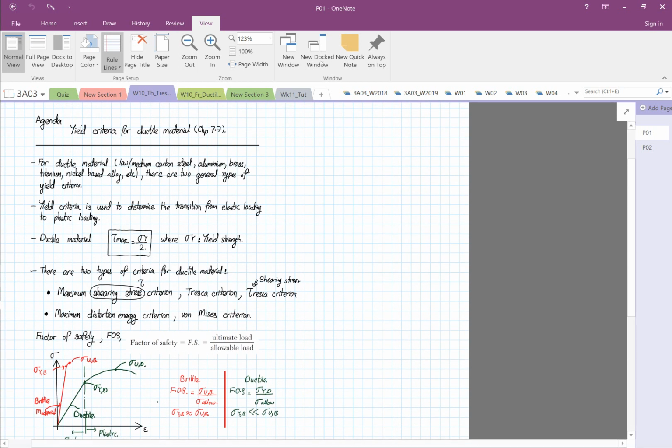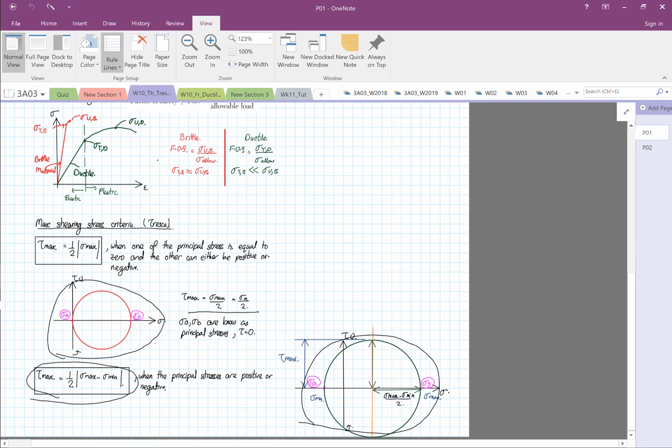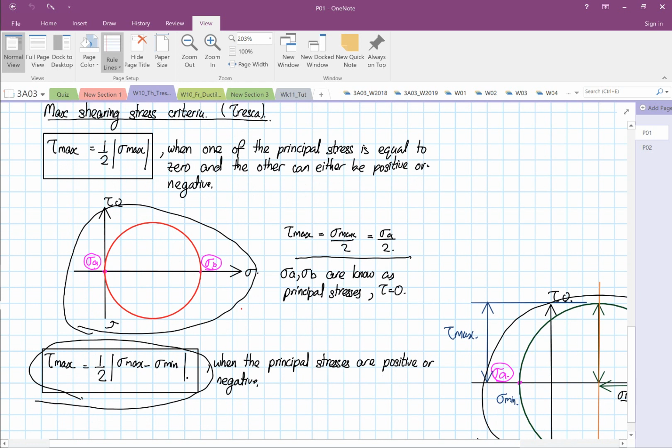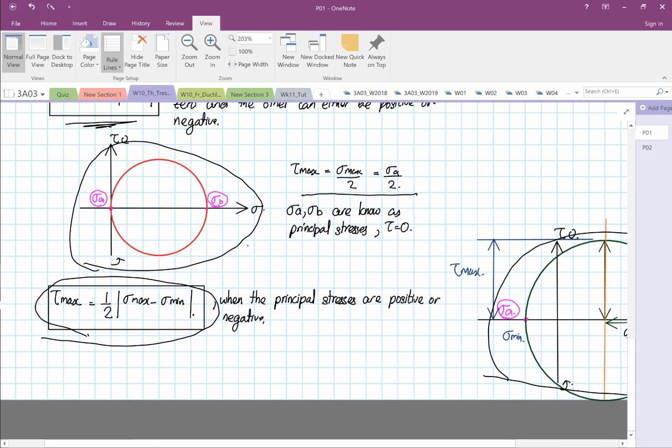So Tresca, this is the lecture that we gave on Thursday. If we look at Tresca, I'm trying to go back to the formulas. Tresca has two conditions. One is where stress A is equal to 0 and stress B is not equal to 0. You can directly use this formula, where stress max is equal to shear max is equal to half normal stress max. If you have a positive and a negative, like for this case, you have to apply shear max is equal to half normal stress max minus normal stress min. So we have to find our stress state and know where our Mohr circle is. One of our principal stresses is equal to 0.